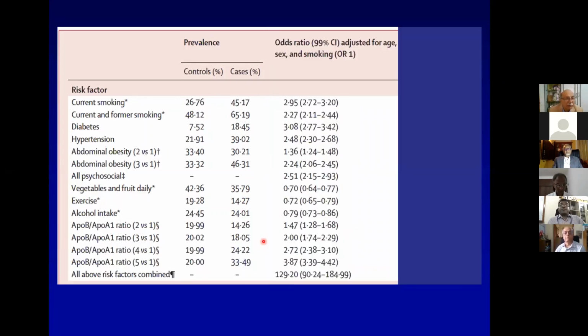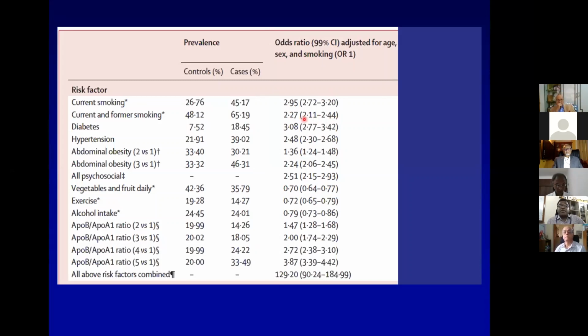So what do we see first? First, we see the 99% confidence intervals with the odds ratio adjusted for age, sex, and smoking. This is odds ratio 1, right? So this is the point estimate. Let's take this one, 2.3. So 2.3, and this is the 99% confidence interval around it.